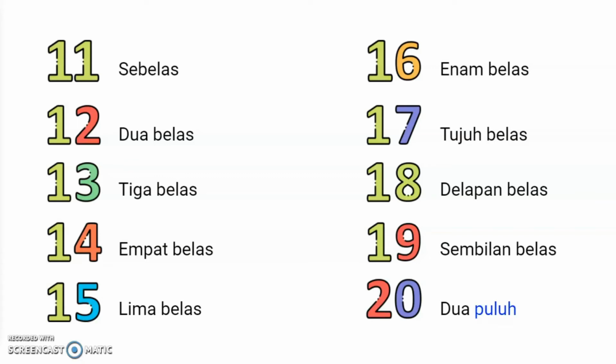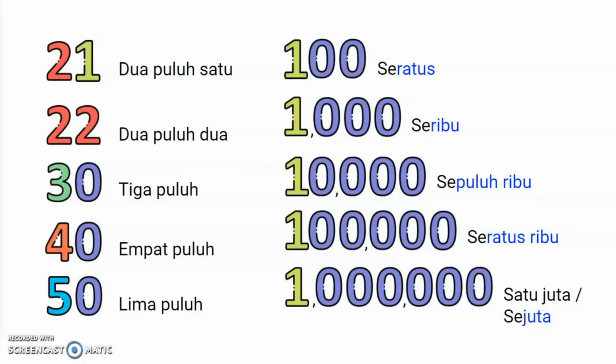20 in Indonesian is called dua puluh. Remember the word puluh that we saw earlier? For the next numbers, you can simply add the word puluh after the numbers accordingly. 100 in Indonesian is called seratus.